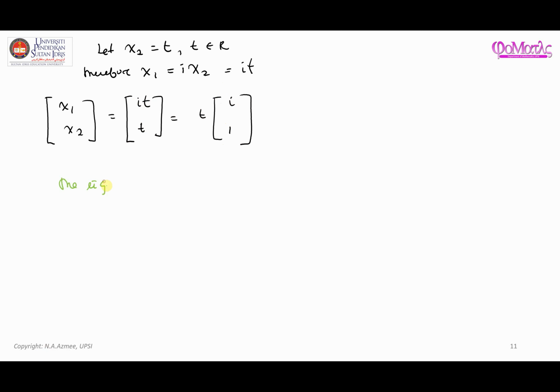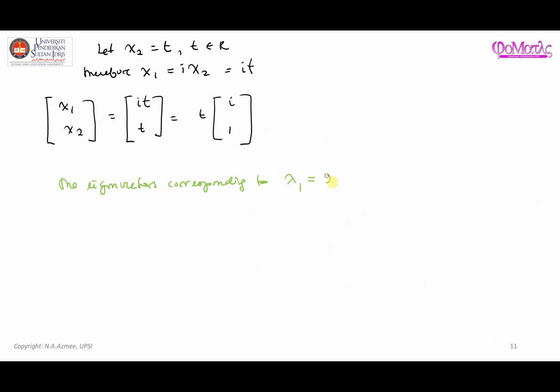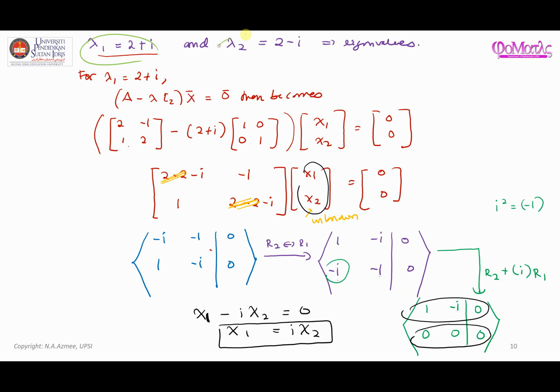Therefore the eigenvector corresponding to lambda 1 equals 2 plus i is i and 1. Okay, not done yet, because we still have to find the eigenvectors associated with lambda 2, and I believe you can try and do it on your own. So I'm just going to leave the answer for this one here.